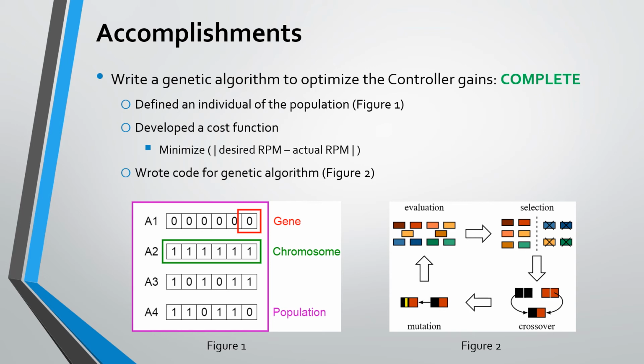Next, I developed a cost function. The cost function is based on the difference between the desired RPM and actual RPM, and we want to minimize this number. Then I wrote the code for the genetic algorithm. First, I assign a value to each gene of each individual in the population. Then I simulate each individual and evaluate its performance by calculating the cost function. Next, I select the top performers and use the top performers to create the individuals of the next generation through crossover and mutation. This process continues in a loop for 100 generations.